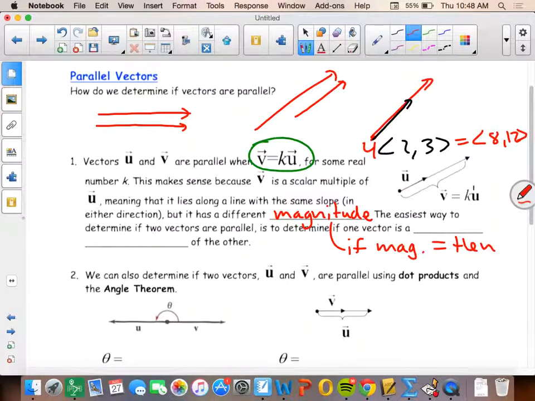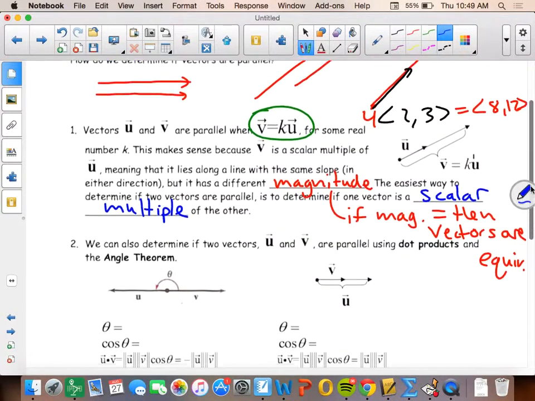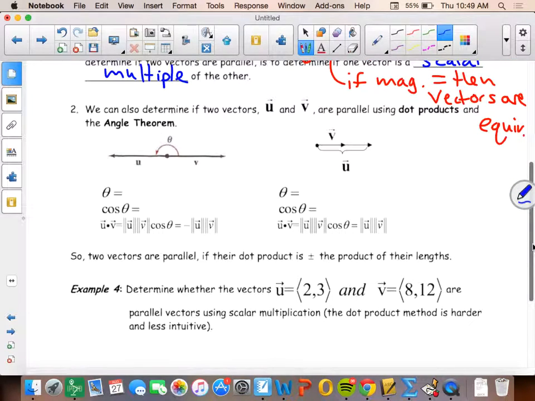Then the vectors are equivalent. All right? So the easiest way to determine if two vectors are parallel is to determine if one vector is a multiple of the other vector. It's a scalar multiple of the other vector.